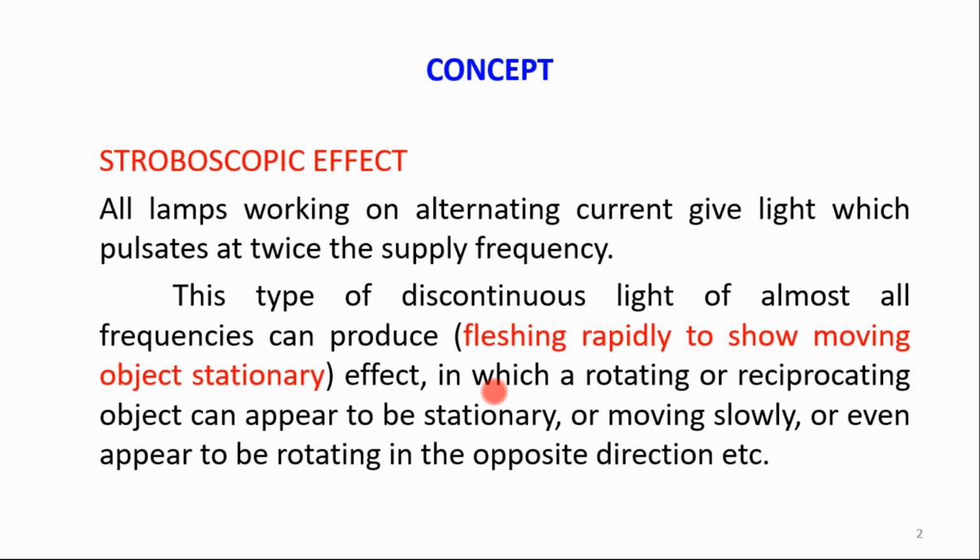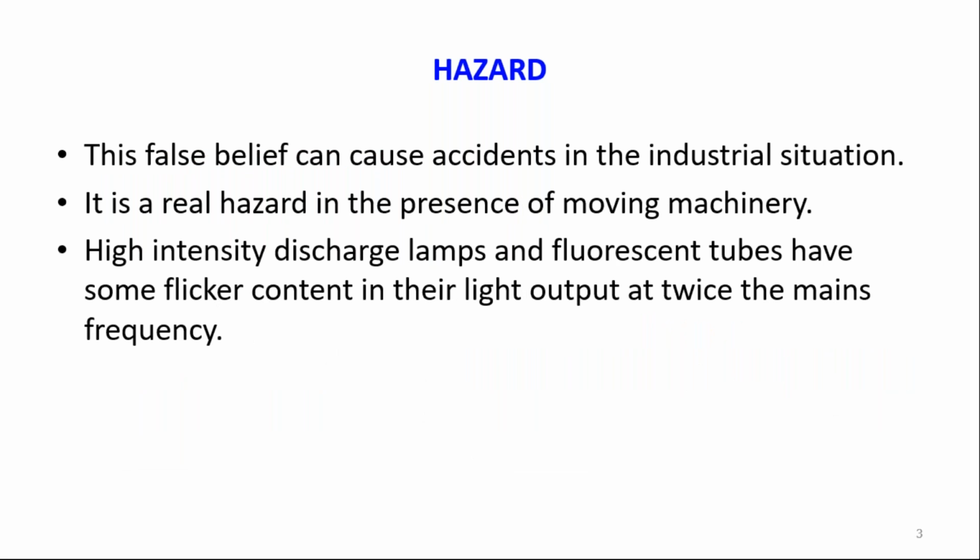Sometimes in this effect, a rotating or a reciprocating object can appear to be stationary or moving slowly, or even appear to be rotating in the opposite direction. So sometimes the fan's movement or the blade movement or whatever the rotating object is may appear in the opposite direction or in slow motion, even though it is having a higher speed in reality. So this is called as stroboscopic effect. This false belief can cause an accident in the industrial situation, that is the main hazard. It is a real hazard in the presence of moving machineries.